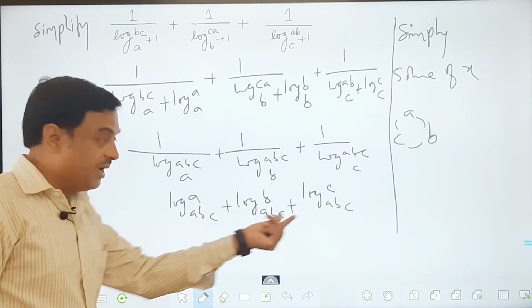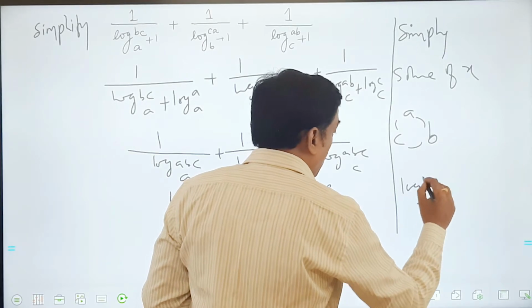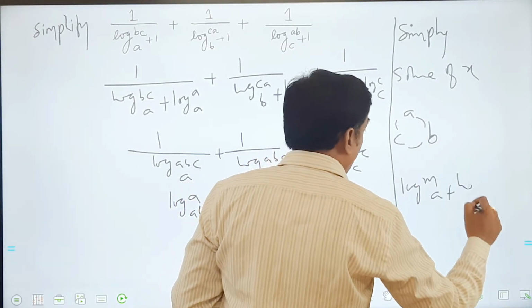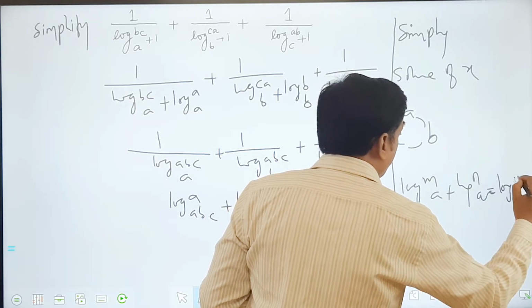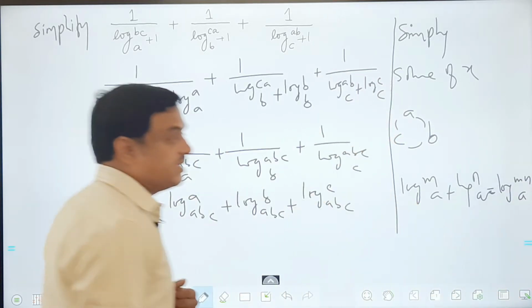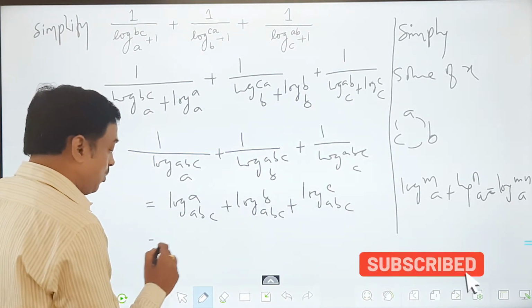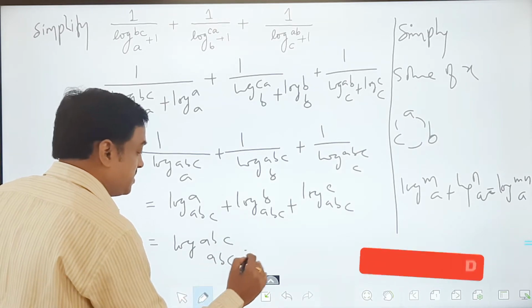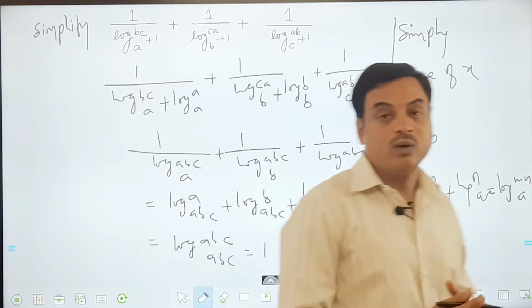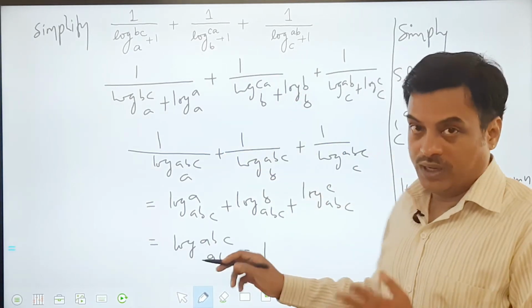Now all three of them have the same base. Then I can apply this concept here: log M base A plus log N base A is equal to log MN base A. Since the base is the same, I can take them into a single logarithm. So this will now be log ABC base ABC, and the value for that is equal to what? 1. So here the simplified value of this is equal to 1.